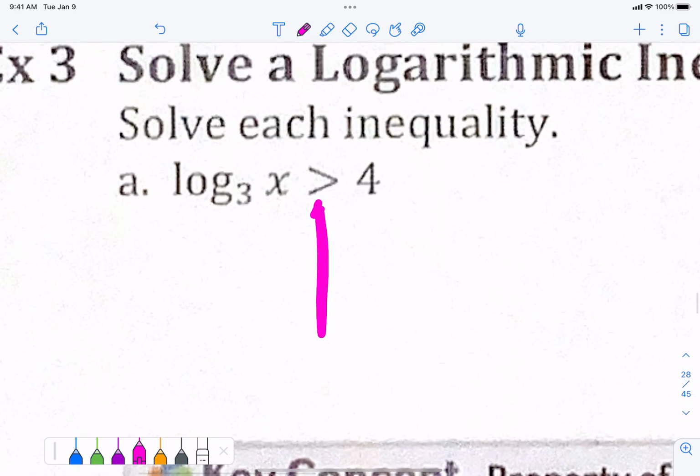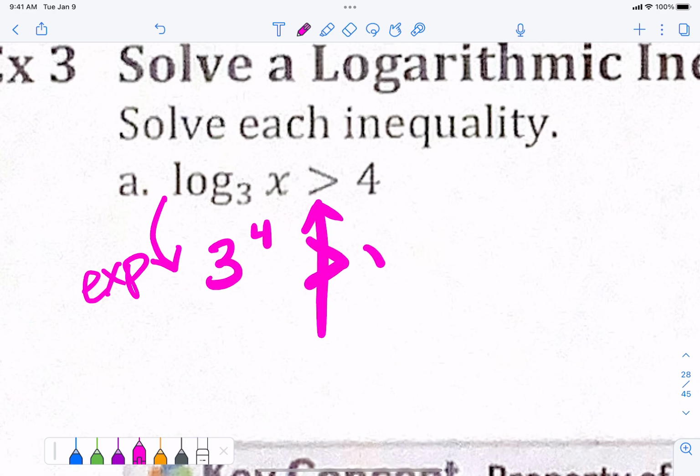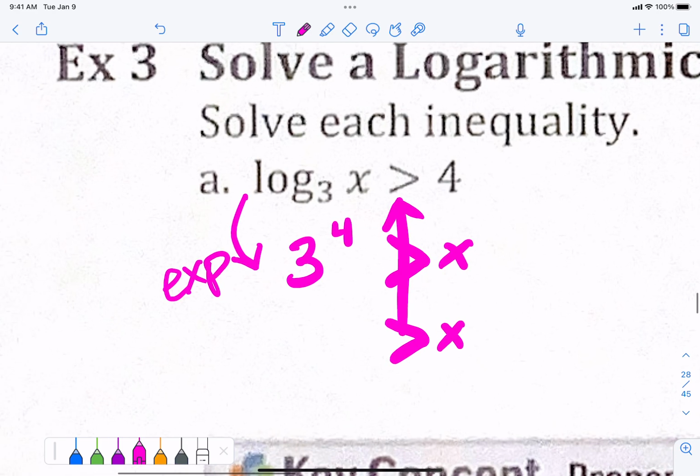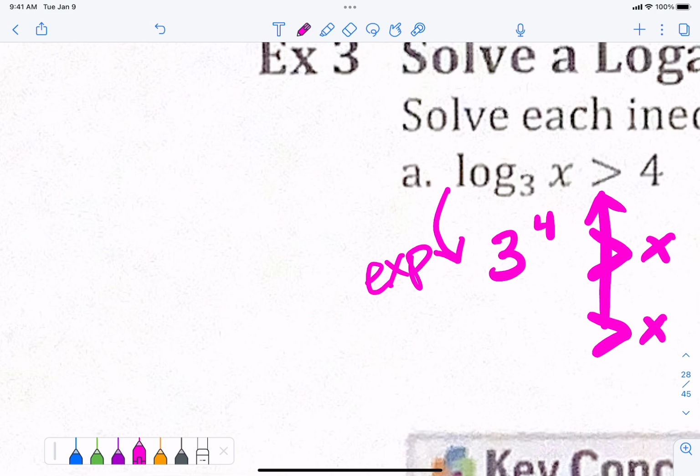All right, let's do these. These are the same thing, but inequality, so greater than symbol. What are you going to do here? These are too easy. Exponentiate. 3 to the 4 is greater than x. What is 3 to the 4th power? You should do that in your head. 4th powers you should be able to do in your head, right? 3, 3, 3, 3. That's 4 3s.